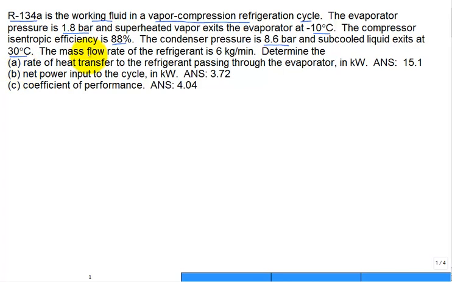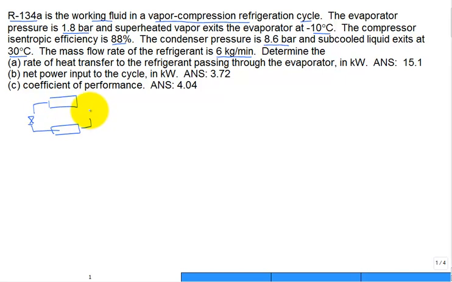So the mass flow rate of the refrigerant is 6 kilograms per minute, which turns out to be 0.1 kilogram per second. And you're asked to determine the rate of heat transfer to the refrigerant passing through the evaporator, the net power input into the cycle, and the coefficient of performance. Well, we generate a quick system, so we have all of our devices and states labeled.